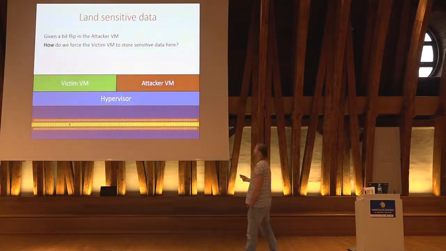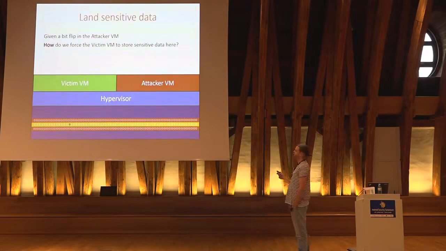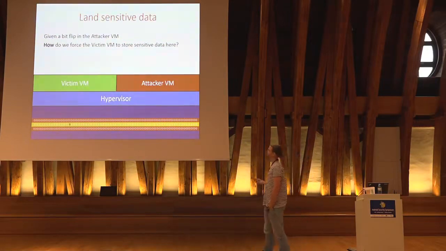Then the second step of the attack, land sensitive data. So now that we have this bit flip, how do we force the victim to store some sensitive data there? And for this, we are going to use memory deduplication.